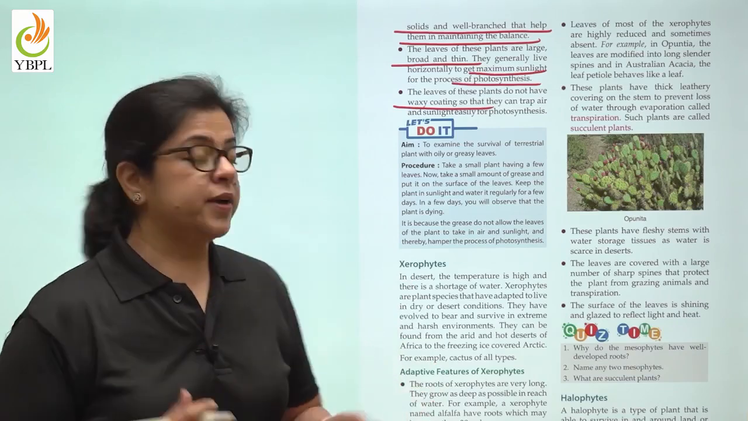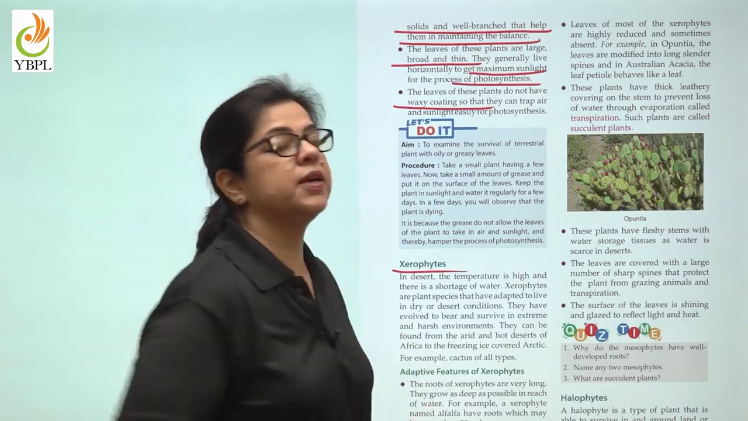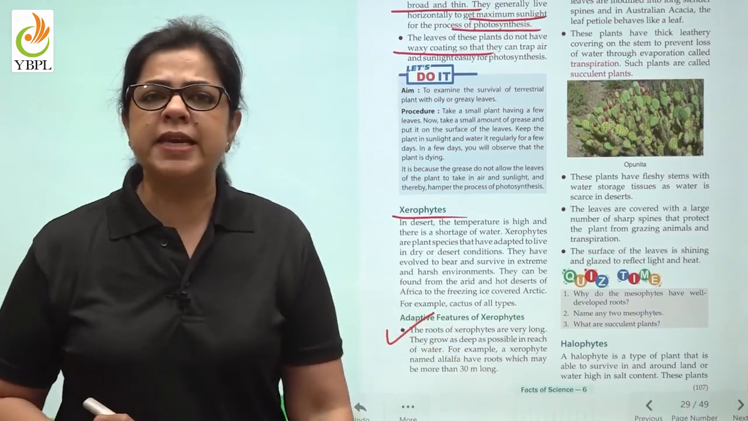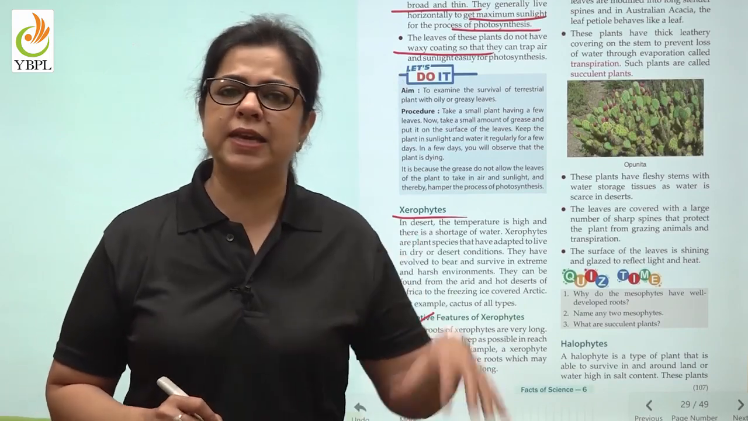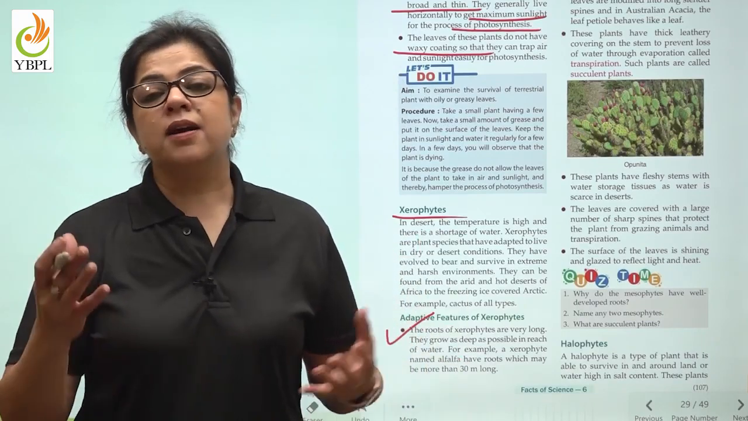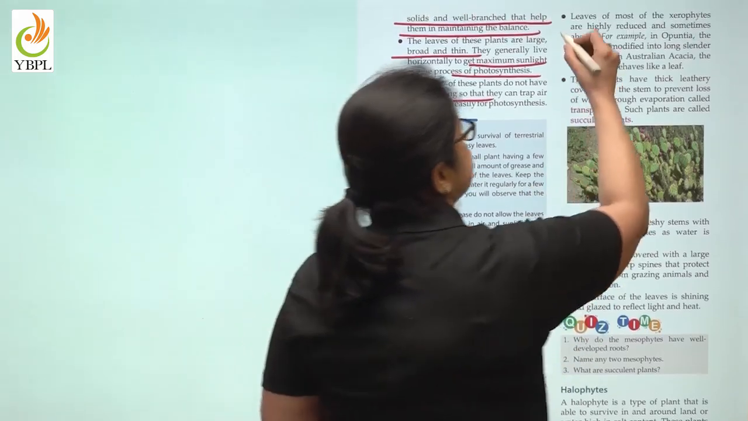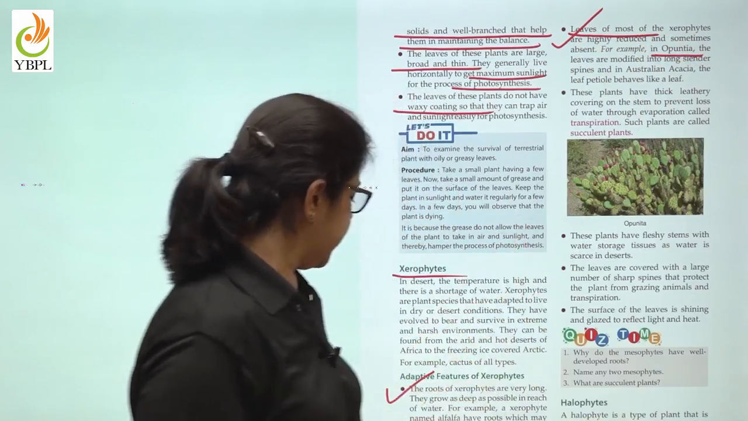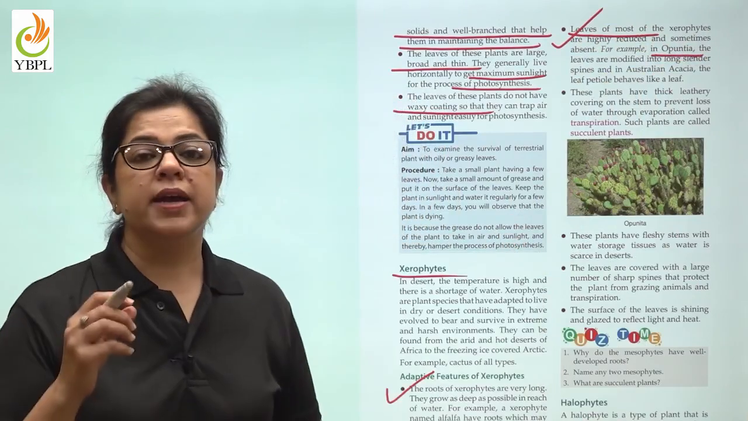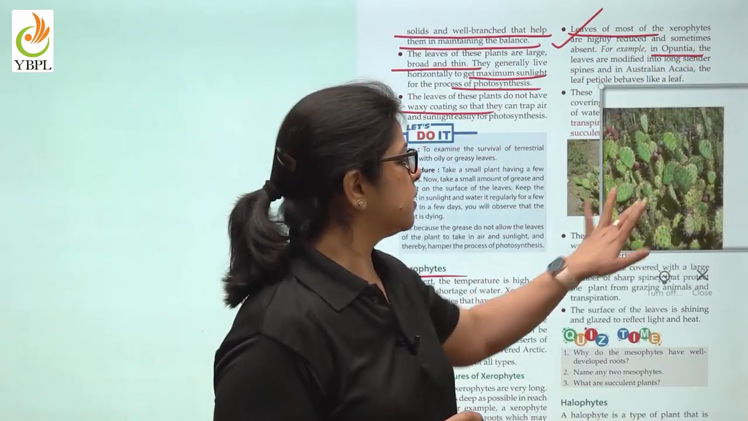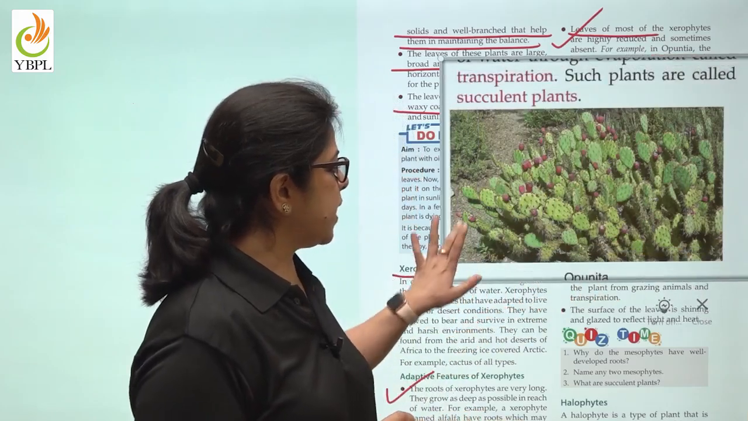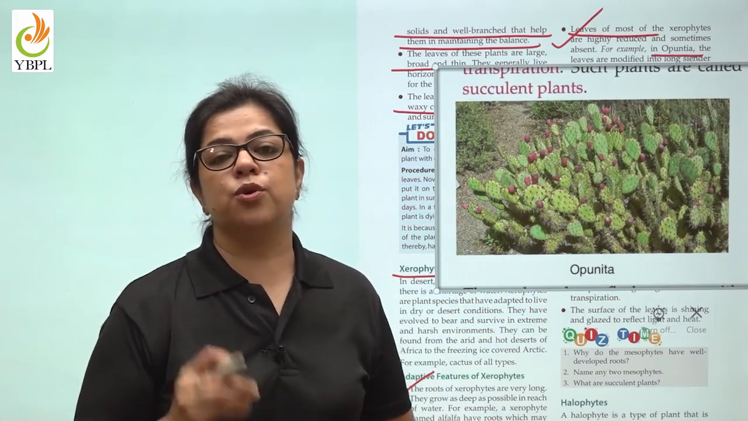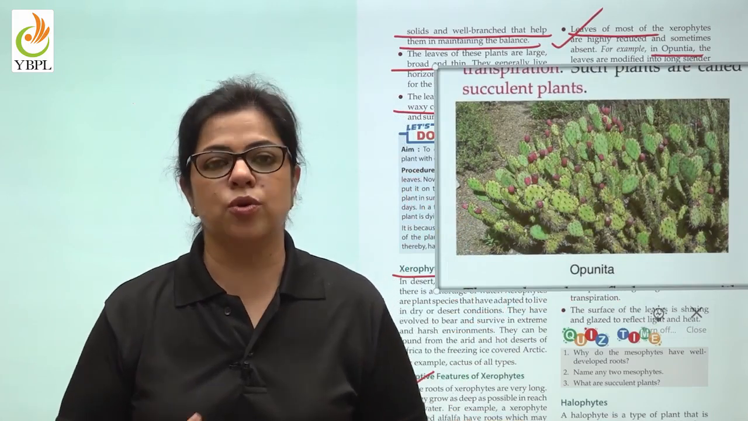But what about xerophytes? That means the plants which are living in deserts. These plants have very, very long, deep penetrating roots that go deep under the soil to get underground water. Then the leaves are mostly reduced in case of Opuntia, as we can see in the picture also, into thorns. This is so that there is least loss of water due to transpiration also.